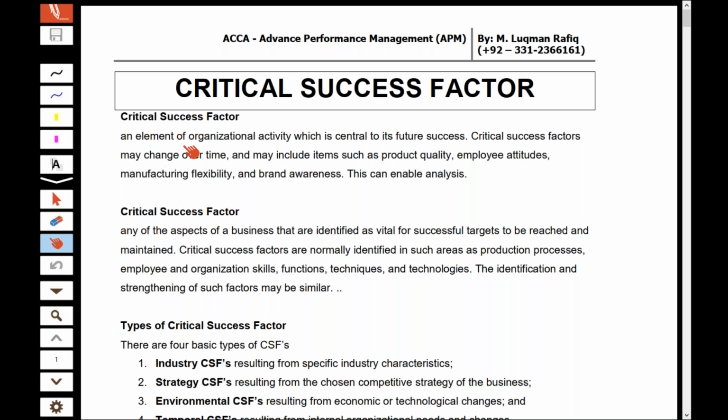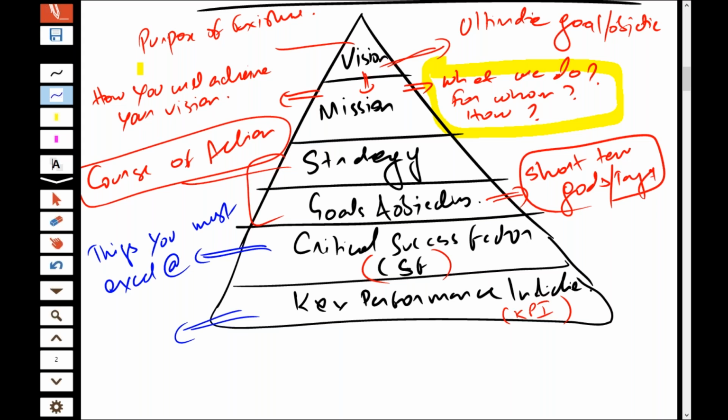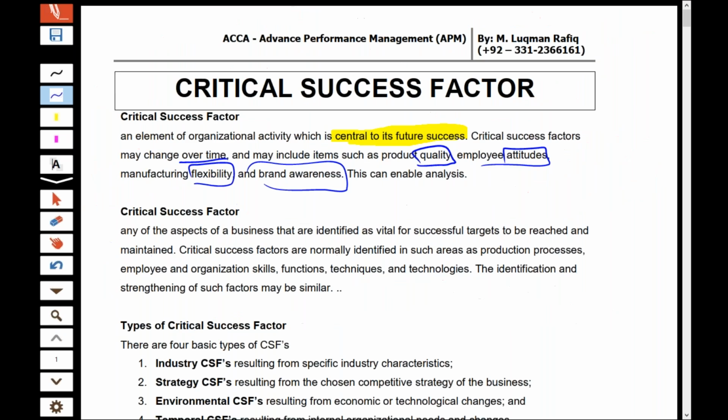It says the critical success factors are those elements of organizational activity which is central to its future success, the key to success. The critical success factors may change over time and may include items such as product quality, employee attitudes, manufacturing flexibility, brand awareness. Now, if I could summarize that, if you have to achieve your ultimate vision, ultimate goal, ultimate objective, then an organization should be able to achieve its critical success factor. So critical success factor, which is the CSF, is the things you must excel at. That is what is going to be considered as your critical success. What? The things that you must excel at.